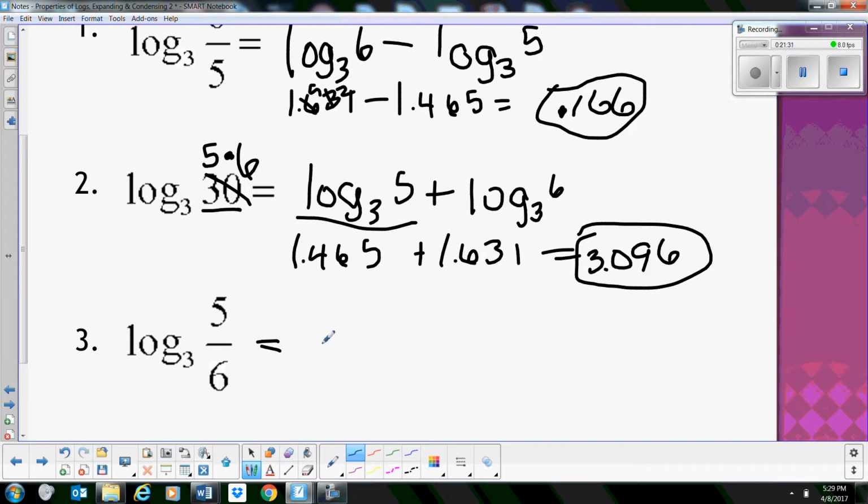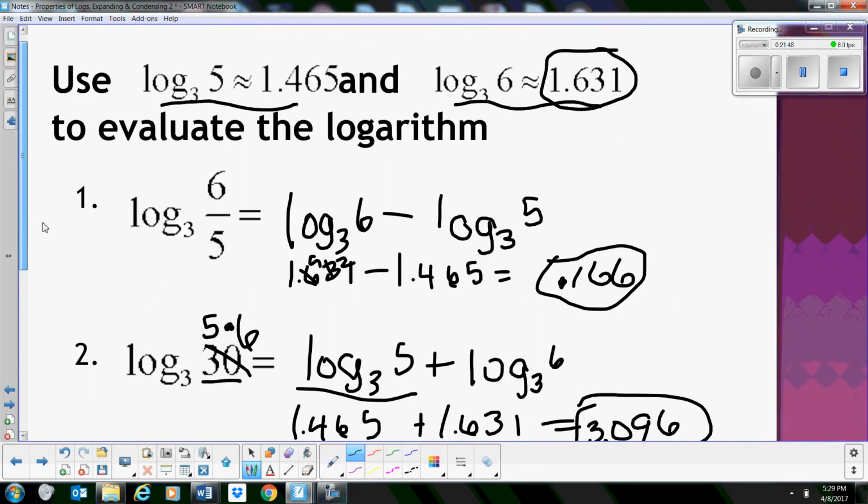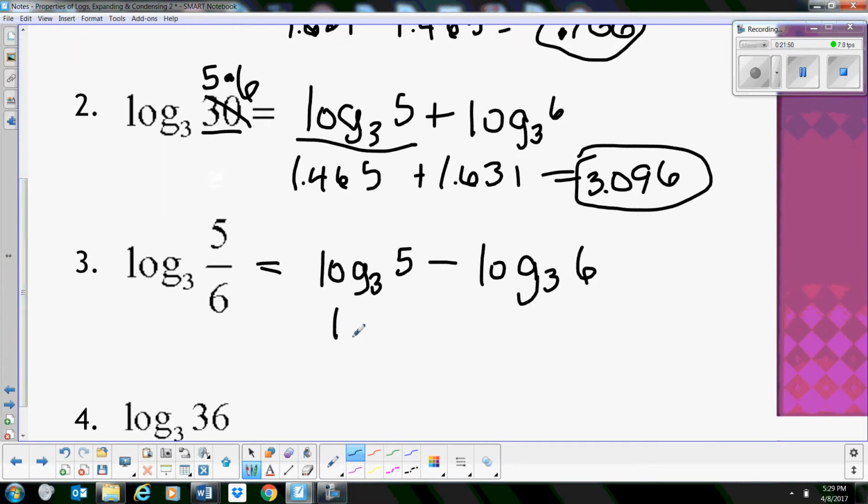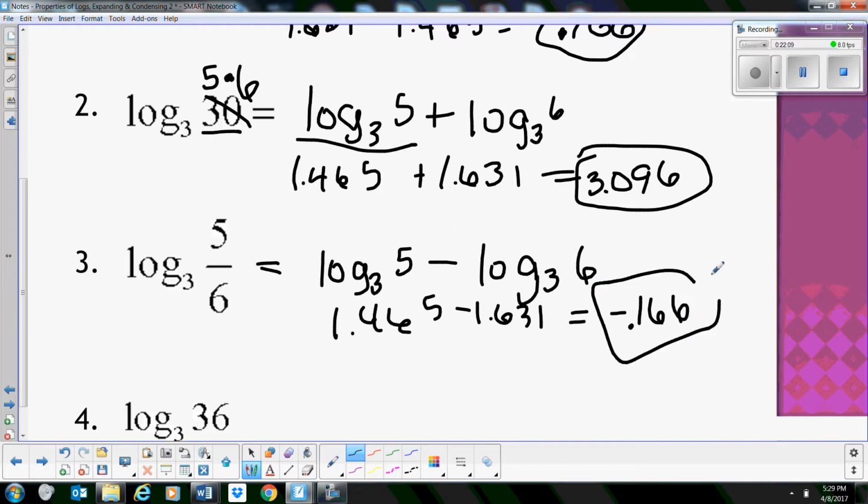So basically all you're going to do here is take the log base 3 of 5, and you're going to subtract the log base 3 of 6. Well, notice on this one we're actually going to end up with a negative value. So that's 1.465 minus 1.631, and that's going to give us a negative difference. Well, the difference was 1.66, so it's got to be negative 1.66. And there's our answer for that one.